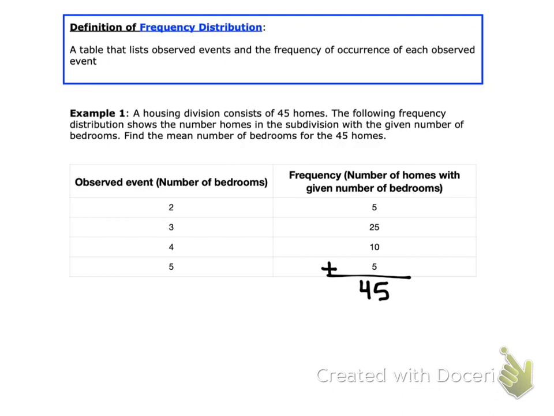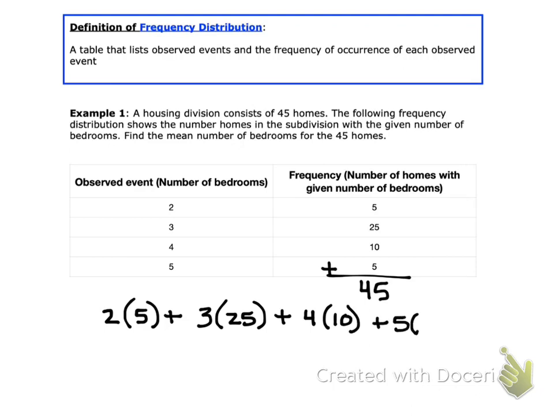So what we're going to do is find the mean number of bedrooms. So we are going to use our weighted mean process for this. Because the houses with 2 bedrooms, there are 5 of them, so we're going to do 2 times 5. And we're going to add that to 3 times the number of houses with 3 bedrooms, which is 25. We're adding that to 4 times 10 and adding that to 5 times 5. And then we will divide all of that by the total number of houses, which is 45.